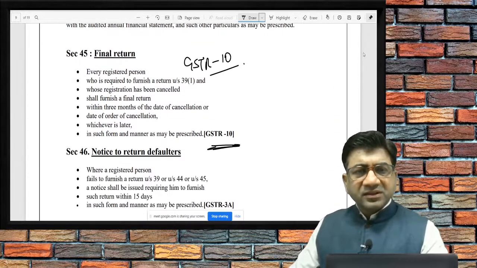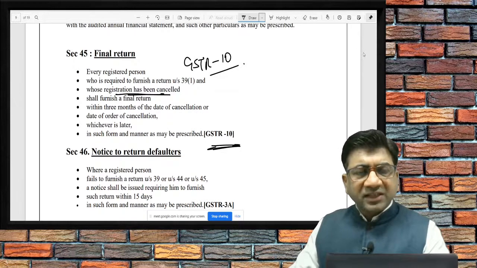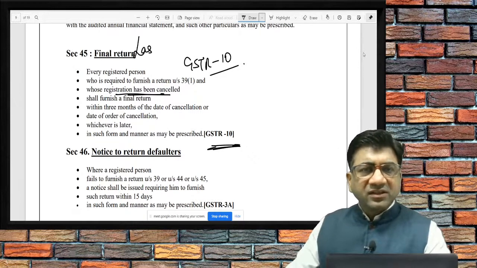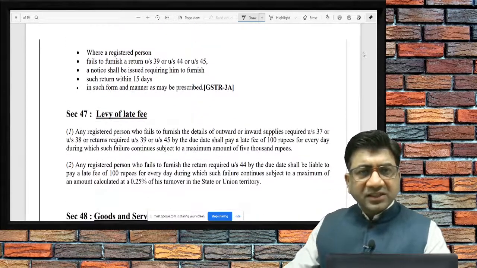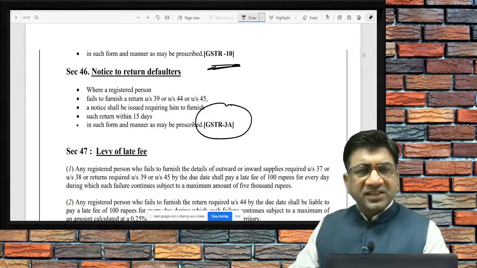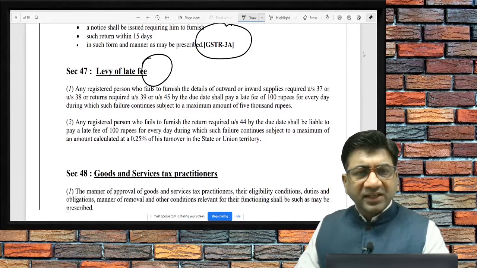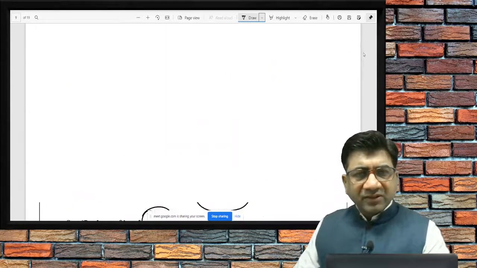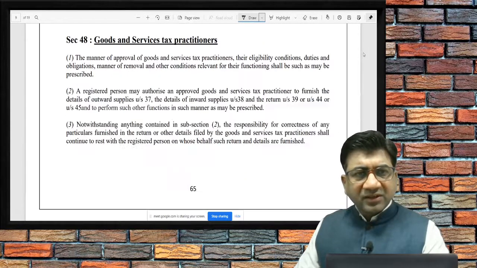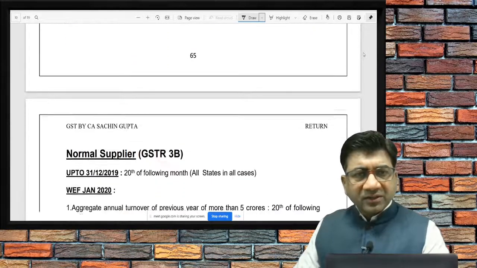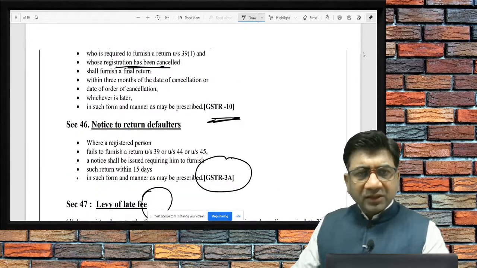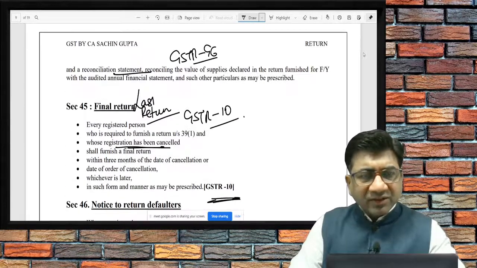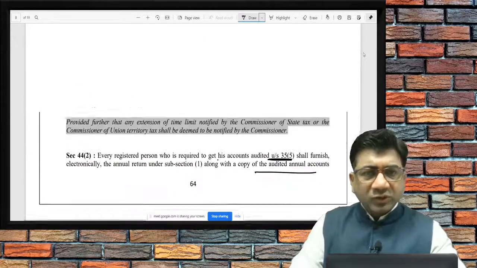Here it is. So your registration has been cancelled. This is the last return, not the annual return, the last return. And this is the notice to file return under GSTR 3A. This is the late fees. So where is GSTR 11? Some section might be there for the unique identity number GSTR 11. Maybe it's given in the rules.